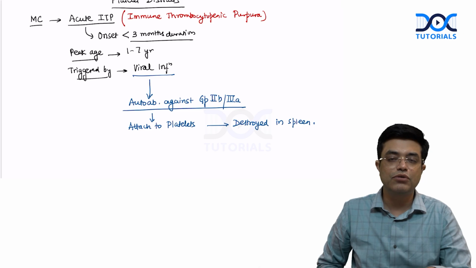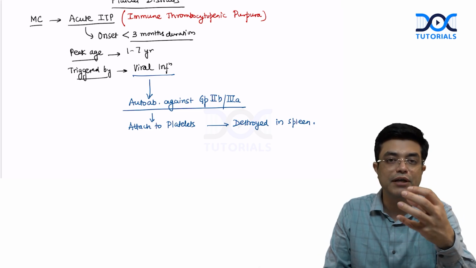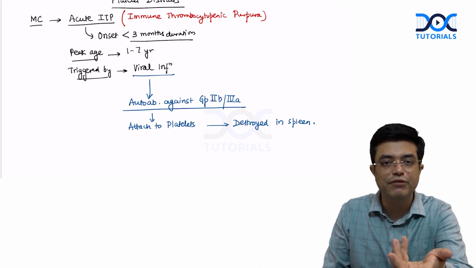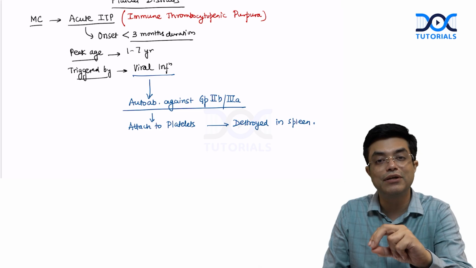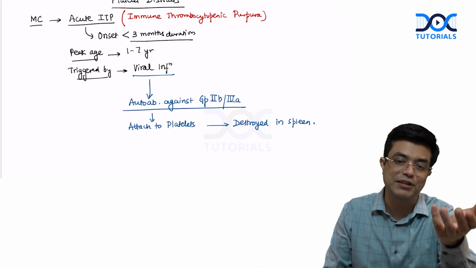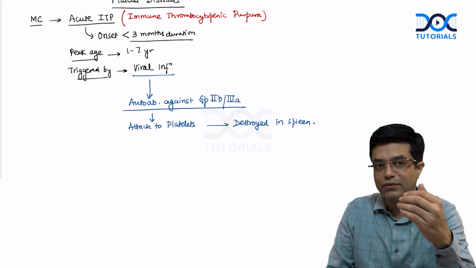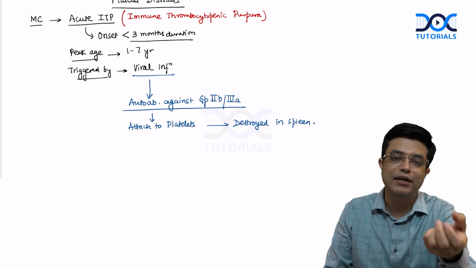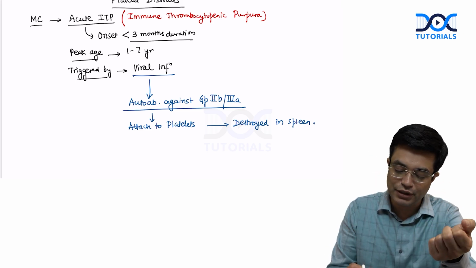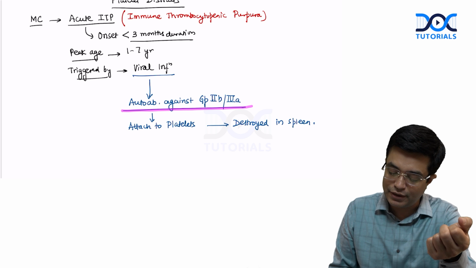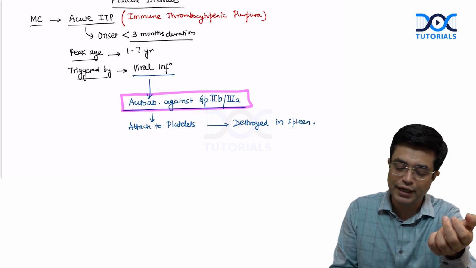So even if you try to give platelet concentrate or platelet transfusion, it will not be effective because the antibody will then bind to the transfused platelets and they will also be destroyed by the spleen. And that is why in acute ITP patients, there is no real use of giving platelet concentrate. If you understand this, then it explains why platelet concentrates are not a favored agent for acute ITP patients.